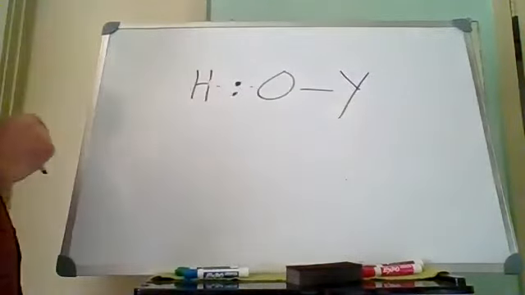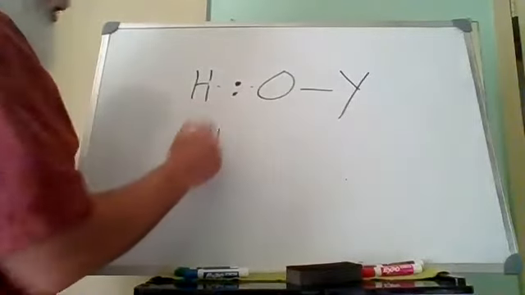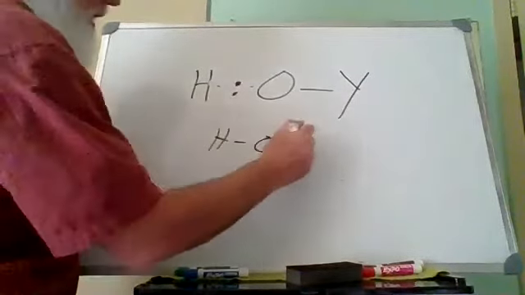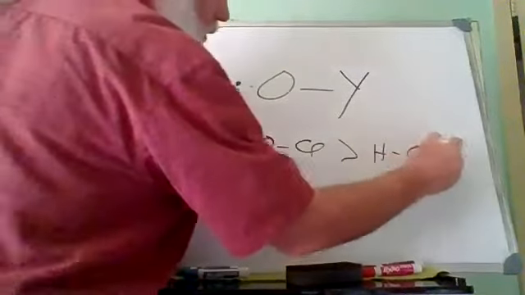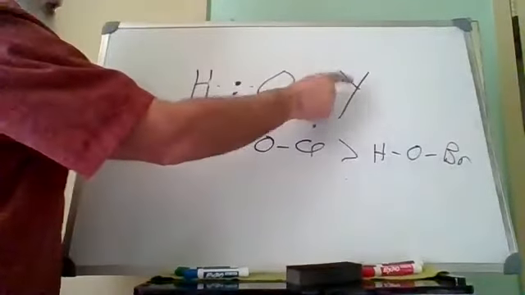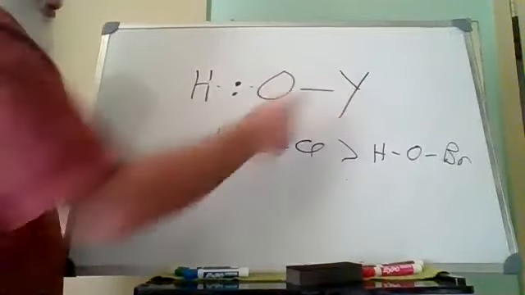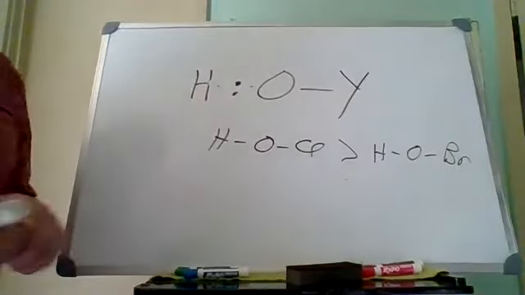Chlorine is more electronegative than bromine, so HOCl will be a stronger acid than HOBr. Okay, and again, it's simply the electronegativity of Y that determines this hierarchy of acidic strength here.